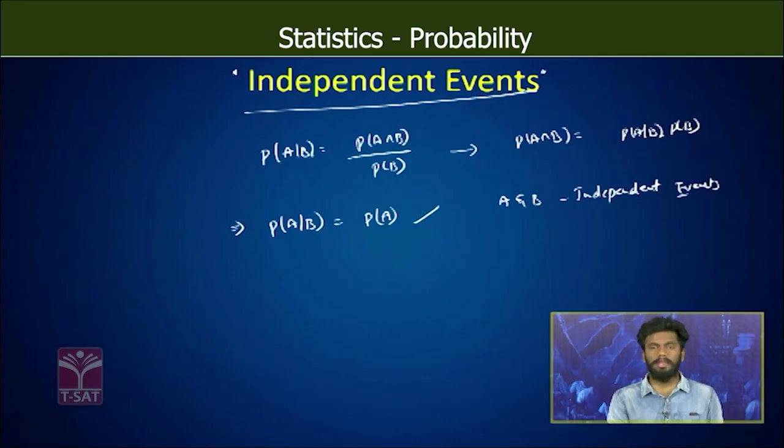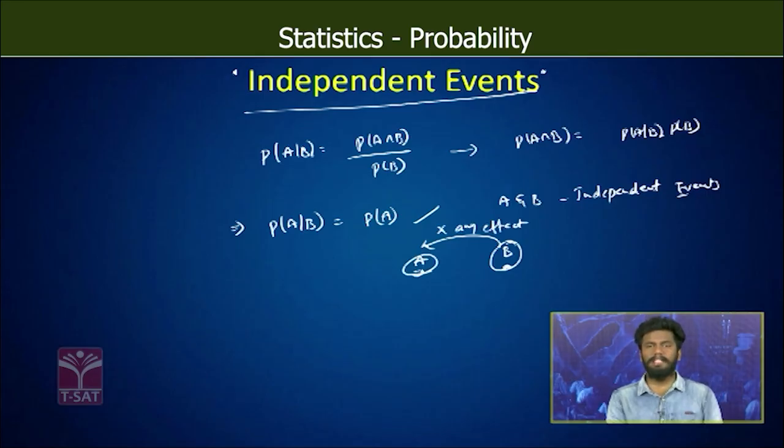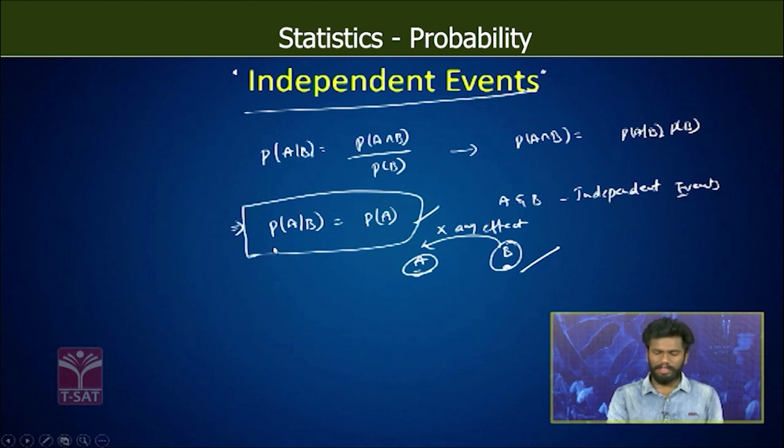When the two events are occurring, the result of event B will not show any effect on the occurrence of event A. Then we can say that A and B are independent events. So this is purely the mathematical statement. If you want to say it in a statistical statement, this is the condition for independent events: probability of A given that B is equal to probability of A. Now see here.